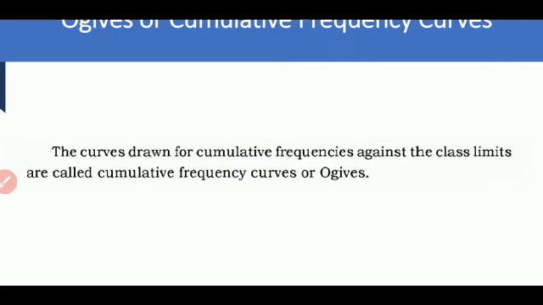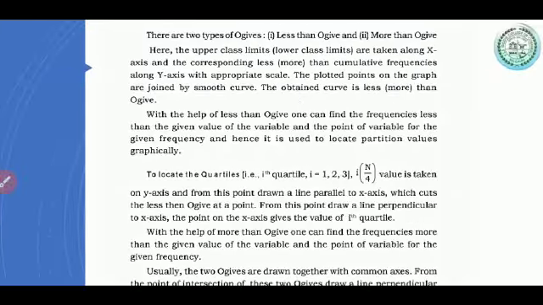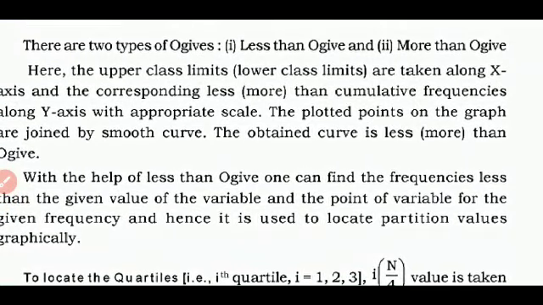So what does it say? The curves drawn for cumulative frequencies against the class limits are called cumulative frequency curves or ogives. You have two types of ogives: the less than ogive and more than ogive.